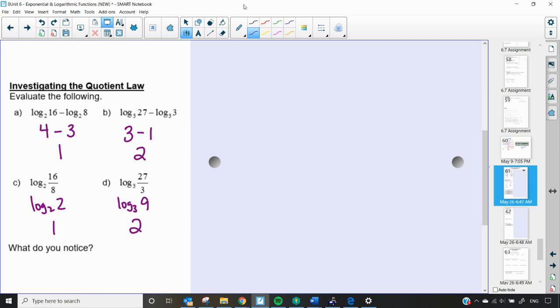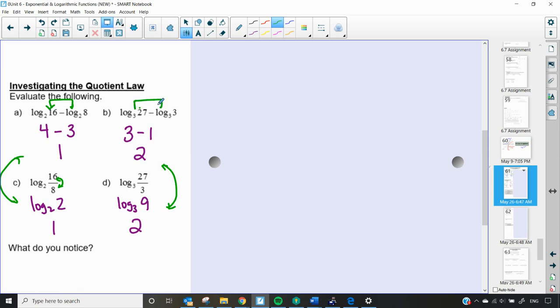So again, similar to our last question, our B and D are the same and A and C are the same. And so again, we're taking a look at what's going on here. When we are subtracting logarithms with the same base, we can divide our arguments.